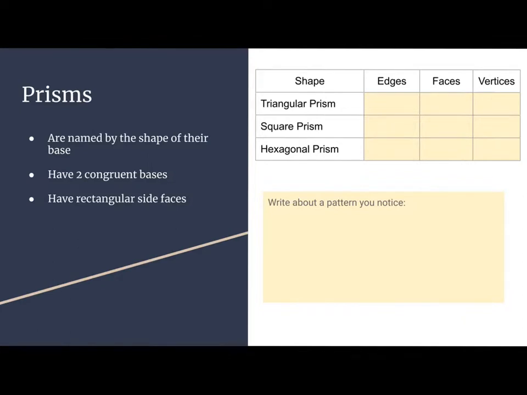First, let's take a look at prisms. This is a slide from your independent practice today, but it's also a little bit like notes because we're going to be filling in some of this together. We're going to start with prisms, and here are some things that are true about all prisms. Prisms are named by the shape of their base. They have two congruent bases. Congruent is a math word that means exactly the same shape, exactly the same size. And they have rectangular side faces.